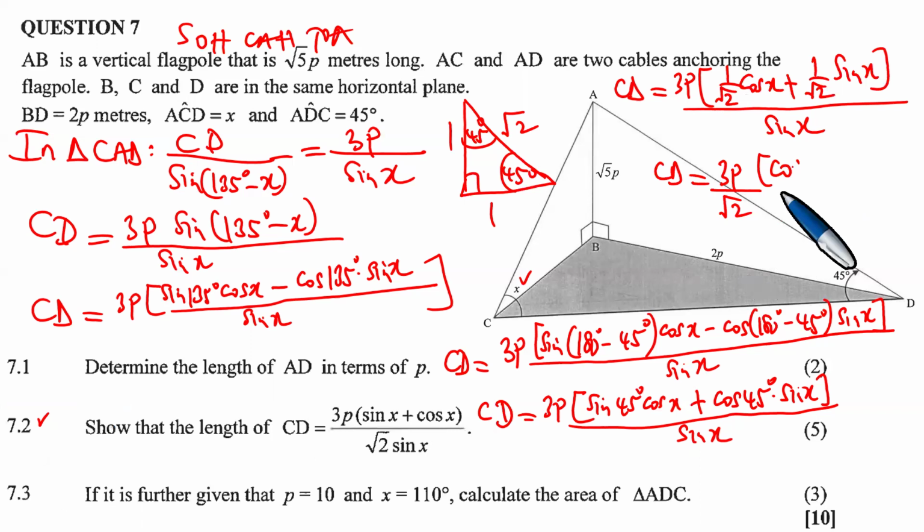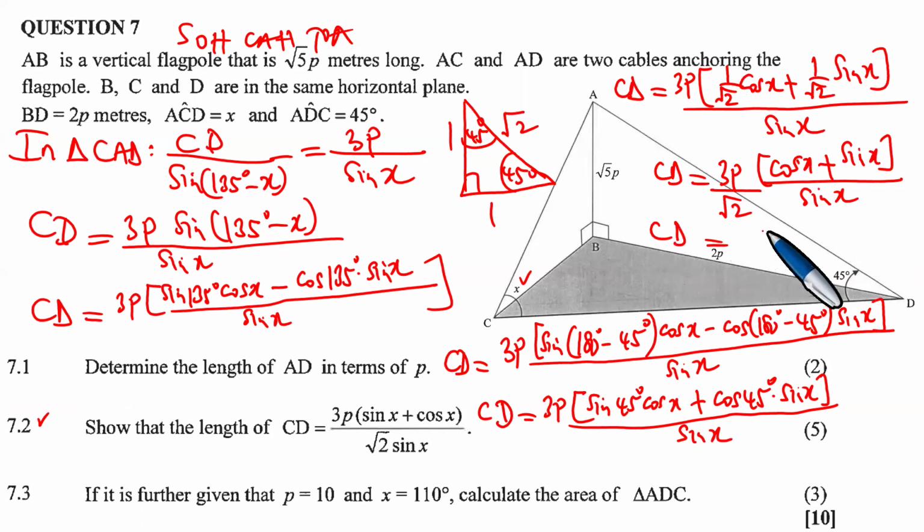That's fine. You can write like that. So you have cosine X plus the sine of X all over sine X. Meaning at this point, what we're able to see is therefore that the CD can be written as 3P, starting with the sine X, cosine X divided by the square root of 2 sine X, which is exactly this here.